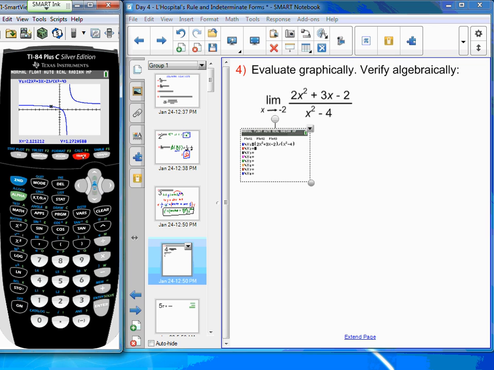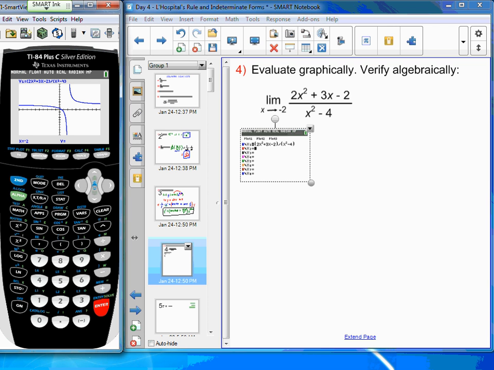Why don't I just trace -2? Let's see what y-coordinate is produced. When I trace -2 exactly, no y-coordinate is returned. Does that mean this limit doesn't exist? No, it doesn't mean the limit doesn't exist. It just means the function is undefined at x equals -2. The limit appears as though it does exist.